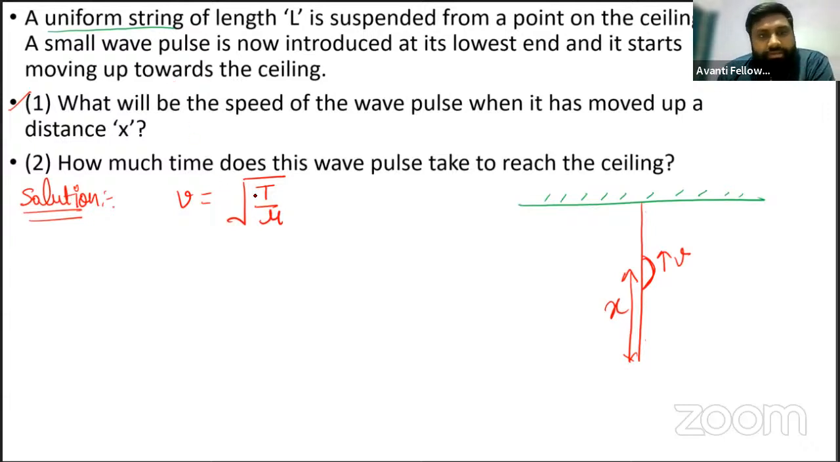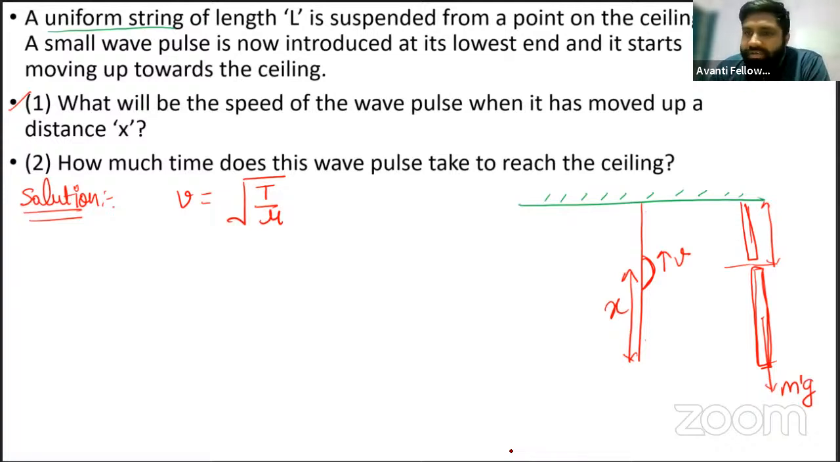Okay. Now, what is the tension at this place? If I just separate this portion with this, in this portion the tension will be developed by the portion on the downside. And this portion has some weight, let's say mass m dash into g. This is the weight. And due to this weight, there will be the development of tension in the string.